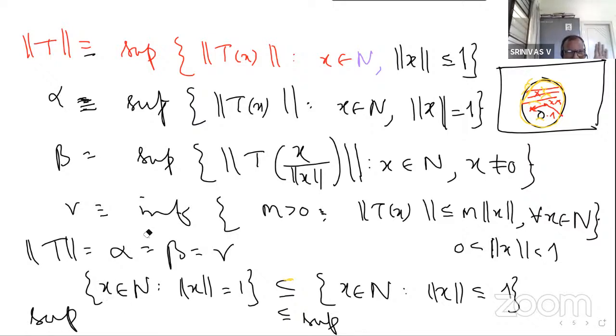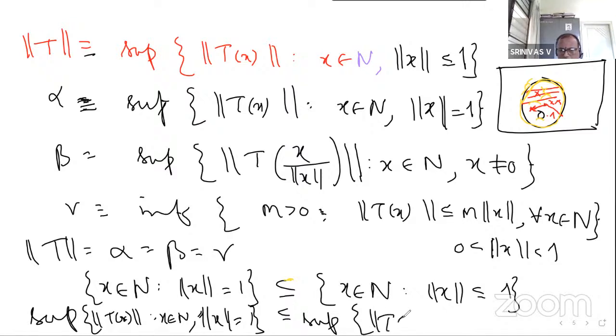You are considering the same T of x, the same functional values here. Norm Tx, you are considering norm Tx for these x values. That is why the supremum of norm Tx, for these x values, where x belongs to N and norm x is equal to 1, will be less than or equal to the supremum of norm Tx such that x belongs to N and norm x is less than or equal to 1.